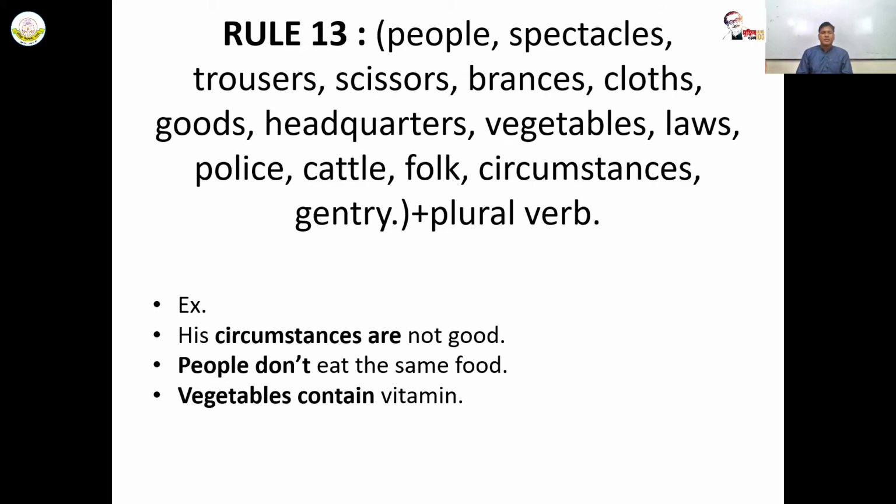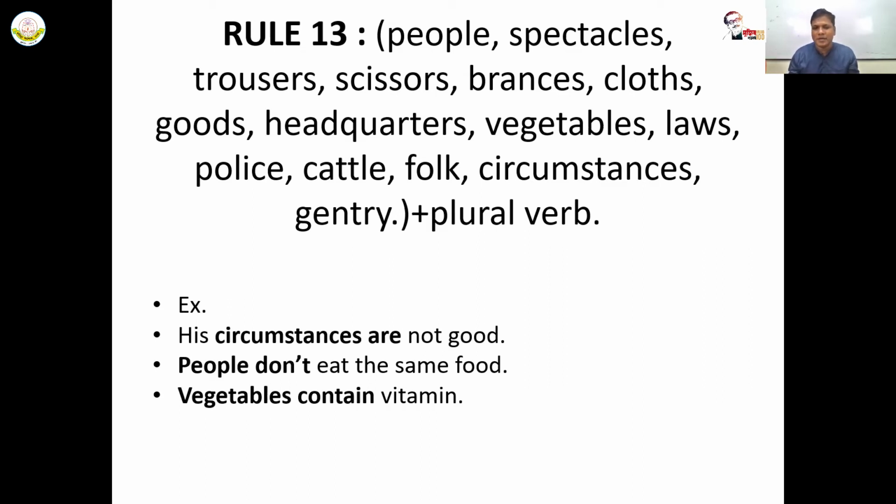This rule 13 is similar to rule 12, and these words will take the plural verb. So you have to keep these rules in mind, because to get success or to get anything, there is no shortcut. You have to give labor and effort, and after that you will get the result. And if you think these are so easy, they are, but not really that easy.